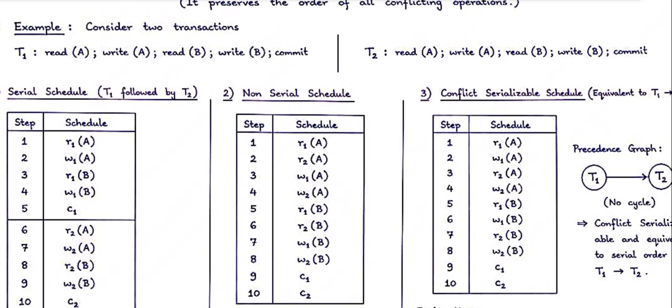But in the non-serial schedule we have R1(A), R2(A), then W1(A), W2(A), R1(B), R2(B), W1(B), W2(B), like this.